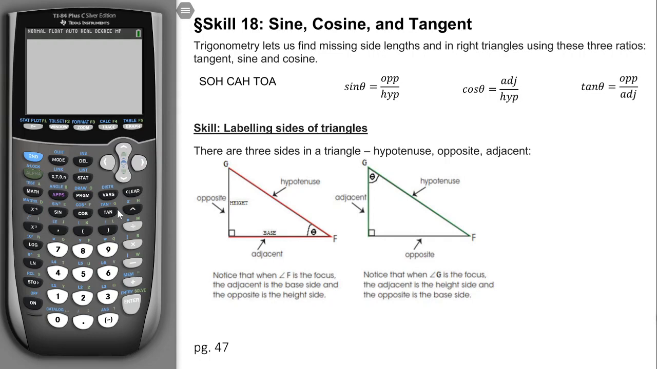In fact, the tangent ratio in particular is used in computer graphics literally billions of times per second to come up with those fancy graphics you see on the screen. It's really incredible how powerful these trig ratios are.